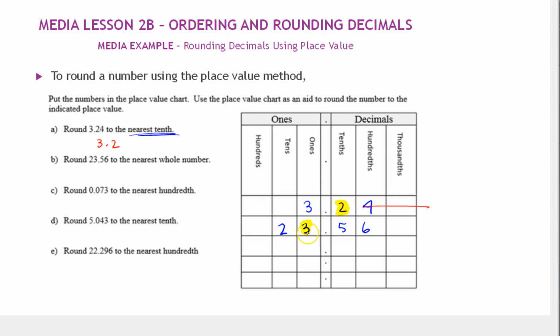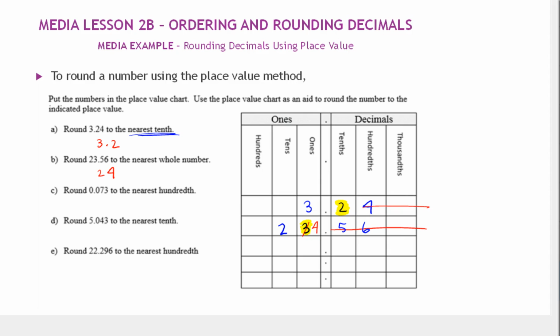We need to determine, do we keep this a 3 or do we add 1 to it and make it a 4? And we determine that by looking at the number to the right. So this is 23. It has 5 tenths and a little bit more. But since it has 5 tenths, that means it's more than halfway between 23 and 24. So it's closer to 24. Since this is 5, we're going to add 1 to this number, and we drop the rest. Okay, so we always drop the rest after our place value. So this is 24.